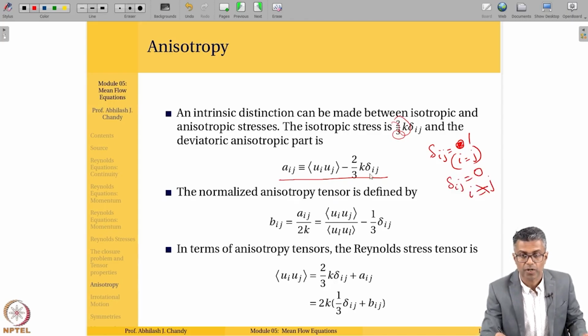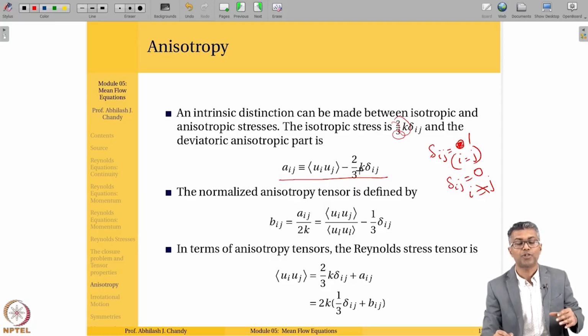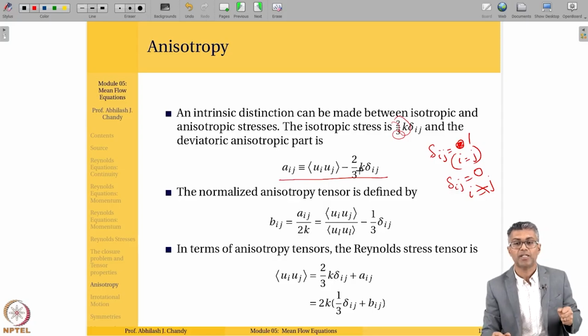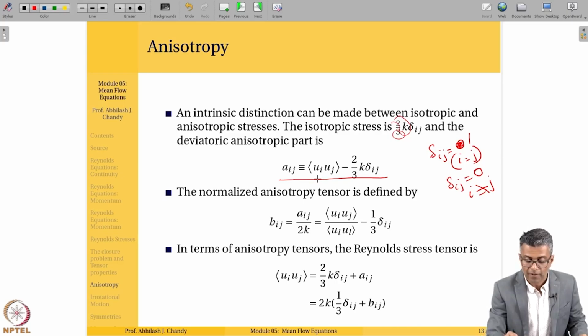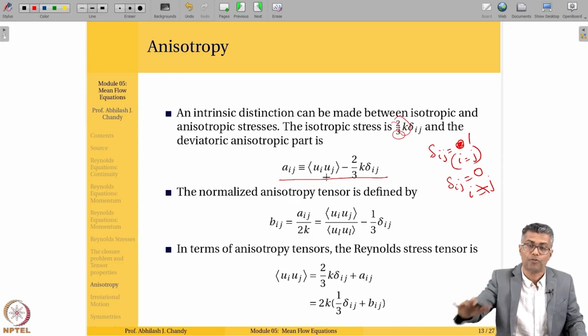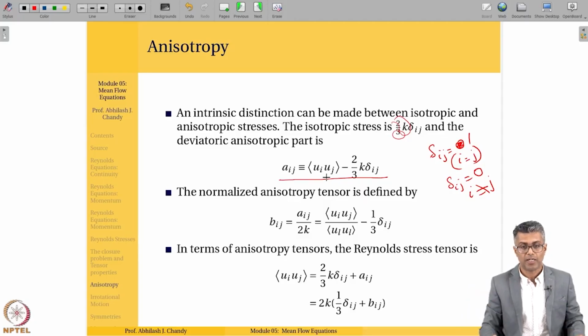So in this equation here, when i is equal to j, this term becomes just 2/3 K, and then you have U1 squared minus 2/3 K. So then you will get your anisotropic part to be 0. That is exactly what you want. When delta ij is equal to 0, as in when i is not equal to j, then you are left with just UiUj, which is the anisotropic part, the off-diagonal component of the tensor.